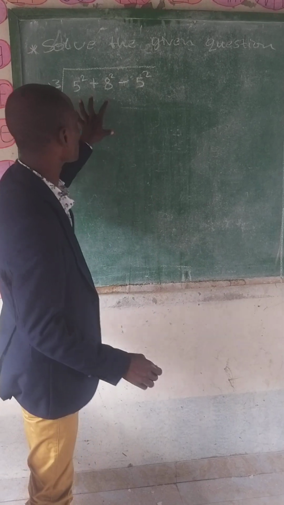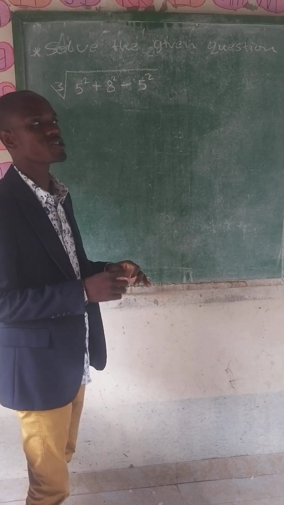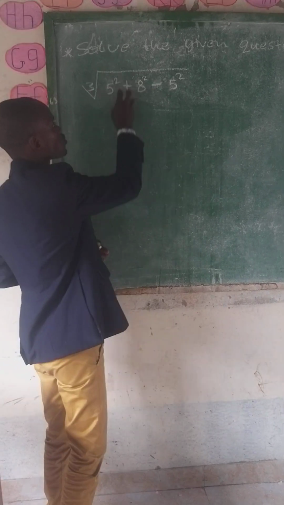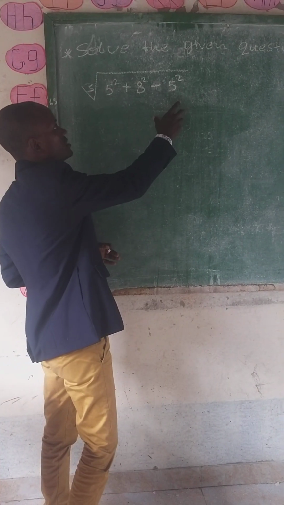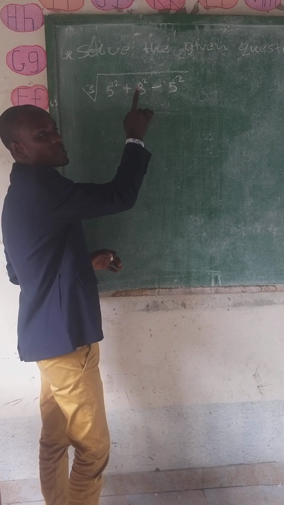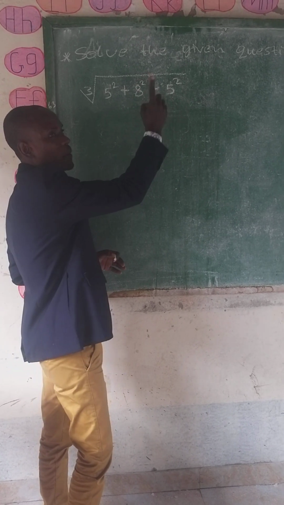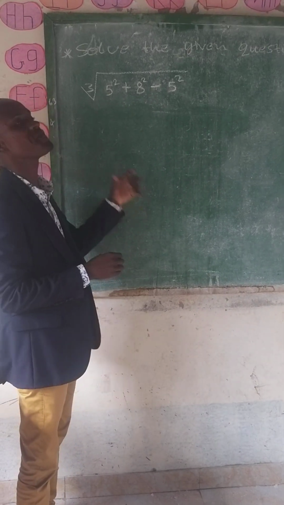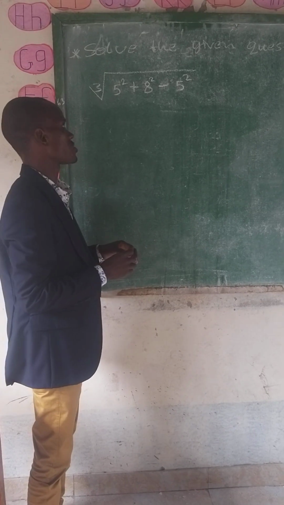So today we are going to solve this question, a very simple question. It's on indices. As you can see, we have the third root of everything that is in here, which is 5 to the power 2 plus 8 to the power 2 minus 5 to the power 2. We are required to solve, or to evaluate, this question.